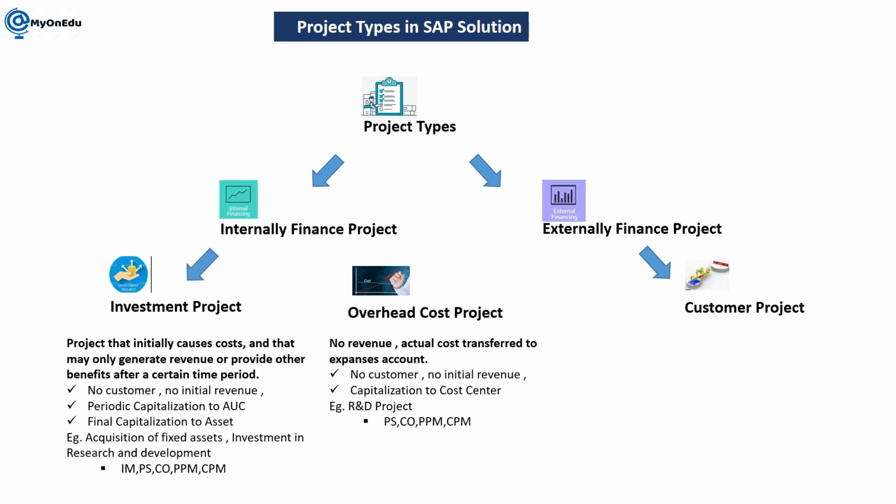So if anybody is asking how many types of projects we have in SAP Project System, majorly three. We can say investment, cost, and customer project. Or you can say internally financed and externally financed. Further, internally financed is investment and overhead project.